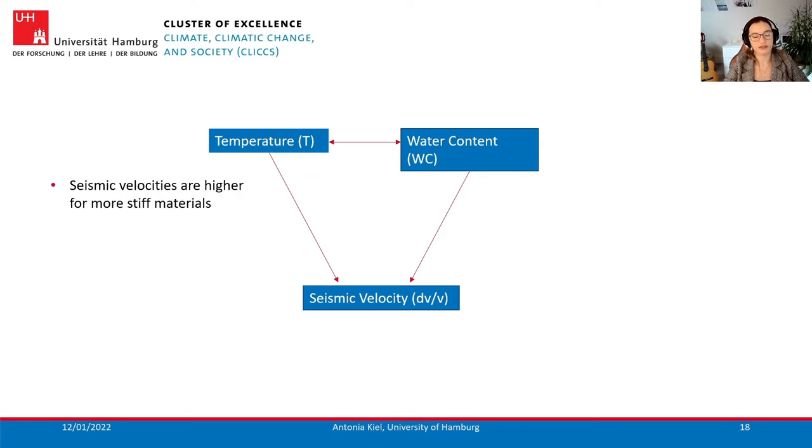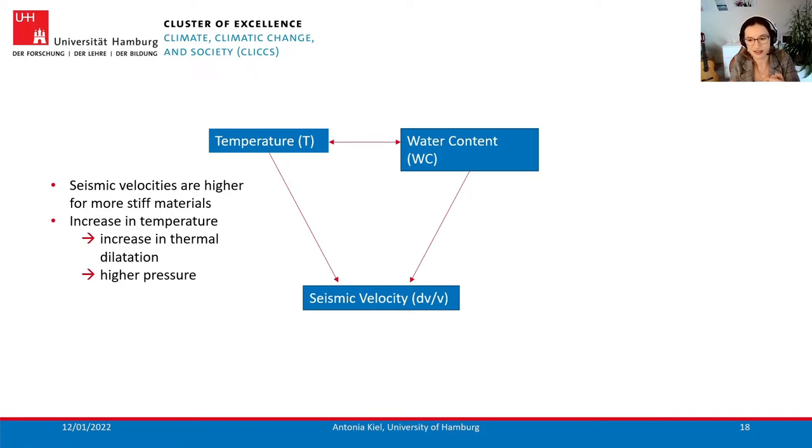So in general, seismic velocities are higher in stiffer materials, as I mentioned when talking about the freezing event. So if we now have an increase in temperature in the subsurface, this means that we have thermal dilatation. So this would basically mean that we have an expansion, which would result in a lower density, which would therefore cause a decrease in seismic velocity. However, this is not the case due to the fact that we are in confined soil, and therefore the expansion also results in a higher pressure in the soil, which has a higher impact on the seismic velocity. And therefore we have this higher pressure, which means that we have a higher density, and therefore we have an increase in seismic velocity due to temperature changes.